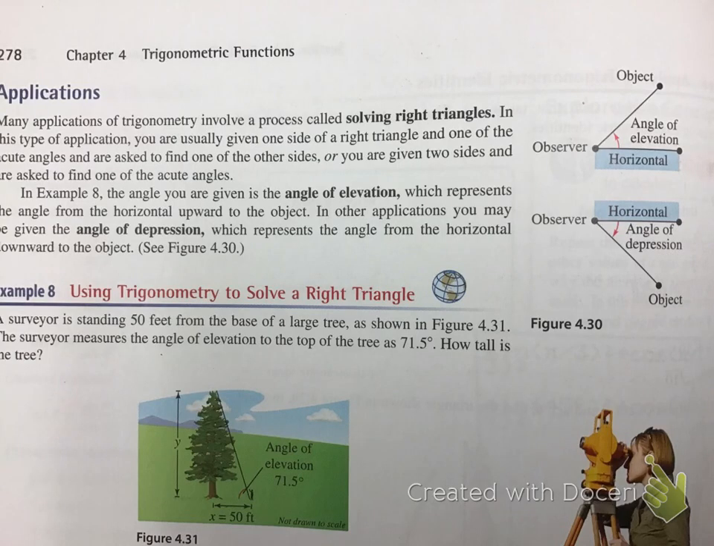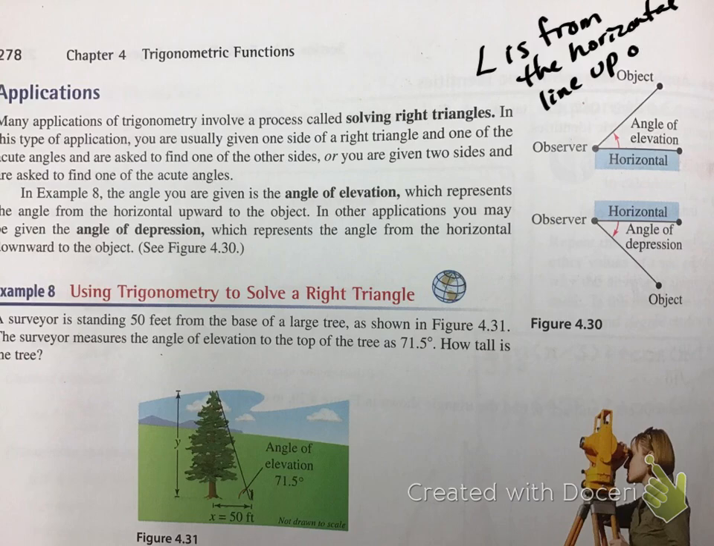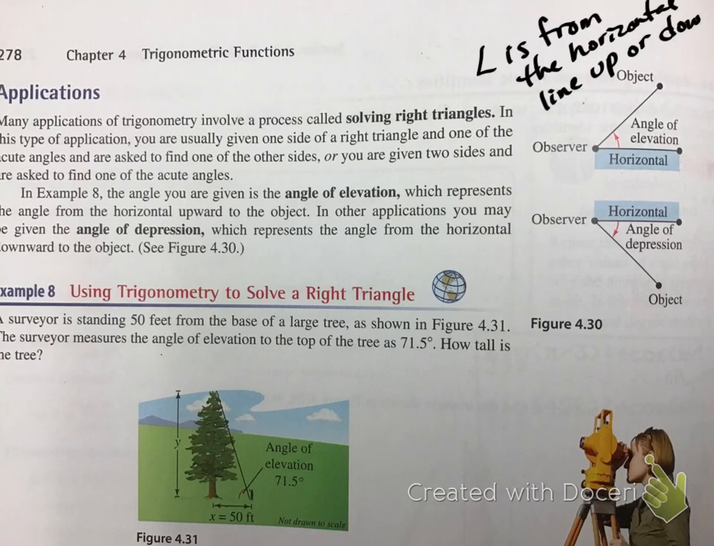Okay, the last thing I want to talk to you about is on page 278. This is also an old geometry topic. We had to solve right triangle problems, and sometimes they involved angles of elevation. What I want you to know is that the angle is measured from the horizontal line up or down.